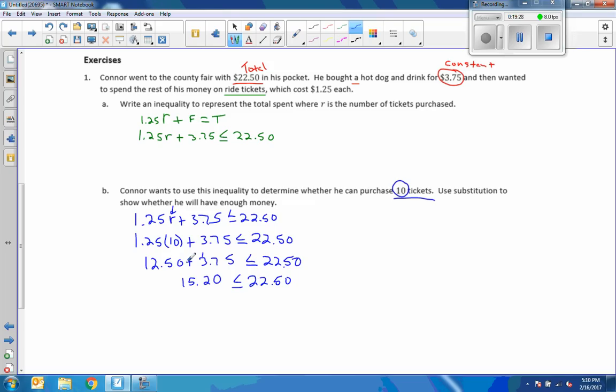Okay? Did I do this right? No. Let's fix this. We're adding 5 plus 0 is 5. 7 plus 5 is 12. Carry the 1. We have the right amount. It's 1250, 375. So 3 plus 1 is 4, plus 2 is 6. There's where I went wrong. Alright. So $16.25 is less than $22.50. So this is true. So I would say yes, he has enough money.